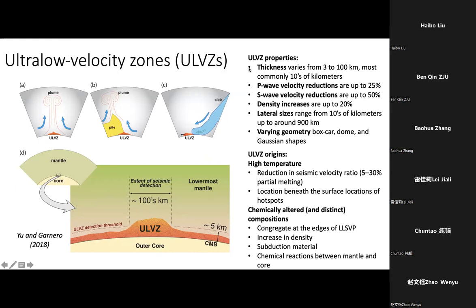So the ULVZ properties have been examined by various studies, primarily seismic studies. And these studies have reported a quite broad range of ULVZ properties. For example, the thickness of ULVZ can vary from 3 to 100 kilometers, but most commonly it is defined as a layer tens of kilometers thick, and P and S velocity reductions are quite high, and density can increase by up to 20%.